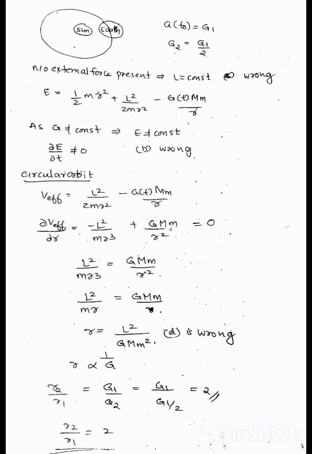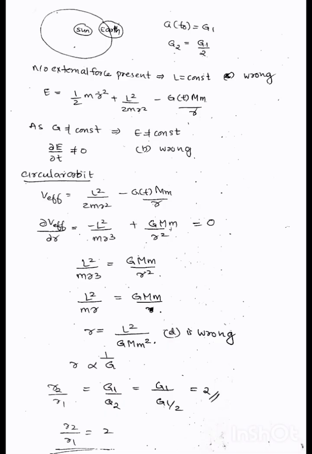So option C is wrong, because option C says that the orbital angular momentum will increase. But here there is no external force, so L is constant. So option C is wrong. And we know that the energy E is equal to half m r dot square plus L square by 2m r square minus G of t M m by r. Here we write G of t because it is mentioned that the gravitational constant is a function of time. That means here G is not a constant. This implies that E is also not a constant. That is, dou E by dou t not equal to 0.